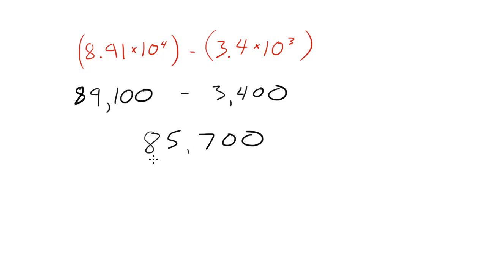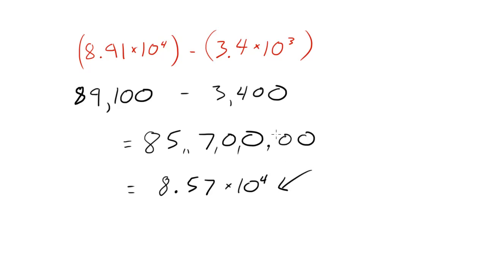85,700. Now what this converted into scientific notation is, right now the decimal point is right there, and we want to move it right here. So let's count the spaces. 1, 2, 3, 4. So our final answer equals 8.57 times, of course, 10 to the fourth. So that's our final answer right there.